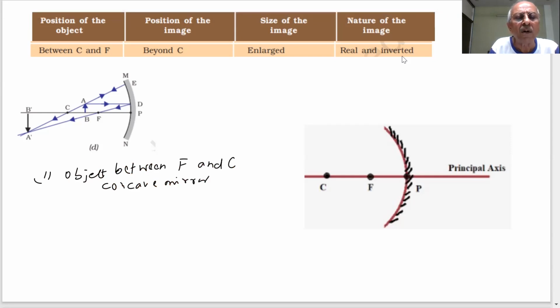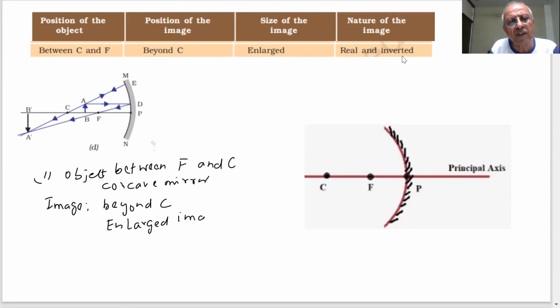Where is the image now? Tell me, is it beyond C? Yes, sir. Okay, such questions will be asked: the image is beyond C. What type of image is this? Is it diminished or enlarged? This is the object. Sir, enlarged. Enlarged image.